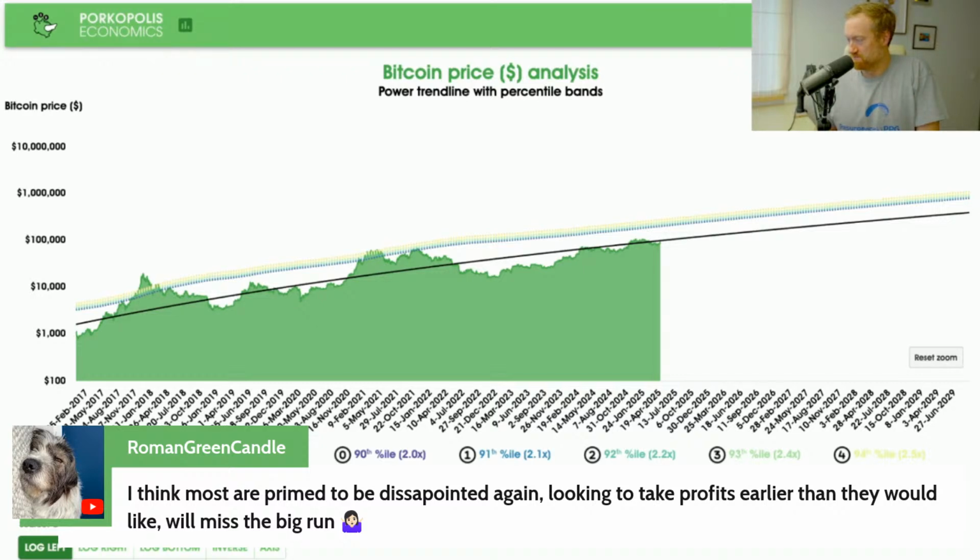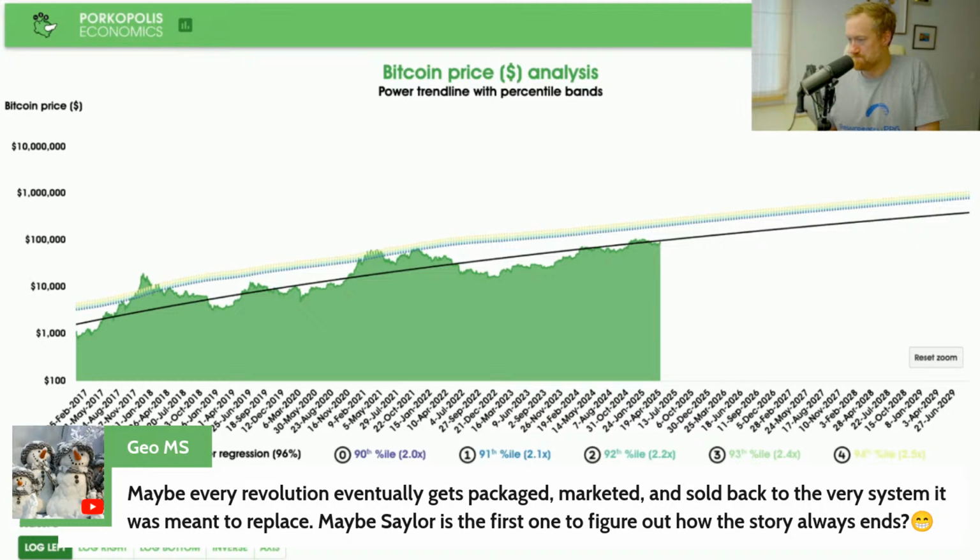Roman on taking profits again. Geo: maybe every revolution eventually gets packaged, marketed, and sold back to the very system it once was meant to replace. That's a good quote. There's got to be some philosophy about that, some Roman philosophy, if not Greek. Maybe Saylor's the first one to figure out how the story always ends. I completely agree with this sentiment, actually. It's a great point.